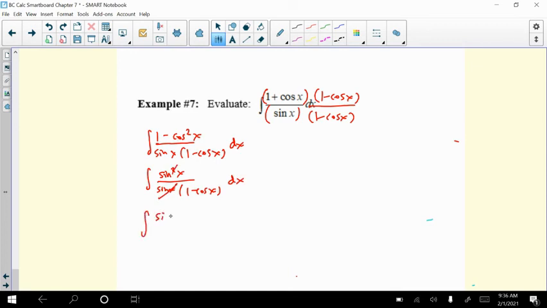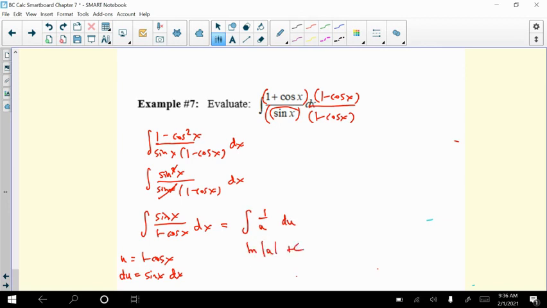So now I can allow my denominator, sine x, to be the entire u, right? And we couldn't do that before because you can't divide by the du. So now let's let u be 1 minus cosine of x. The derivative is sine of x dx. Actually, well, it's a negative. So then that becomes positive, which is great. And so now my integral is 1 over u du, which is the natural log of the absolute value of u plus c.